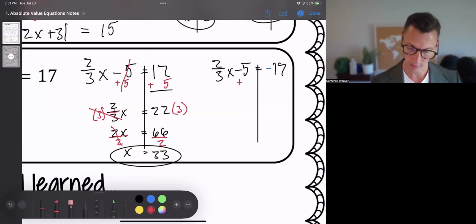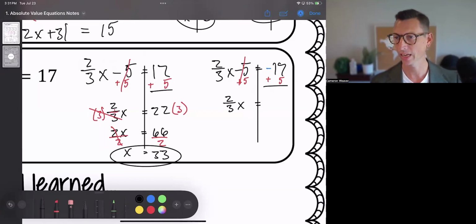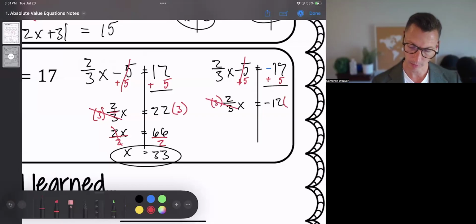Eliminate the constant by adding 5. We've got 2/3 x is equal to a negative 17 plus 5. This is going to give us a negative 12. Now, once again, anytime you need to eliminate a fraction, multiply by the denominator. Makes things super simple. 2x drops to become negative 12 times 3. That's a negative 36.